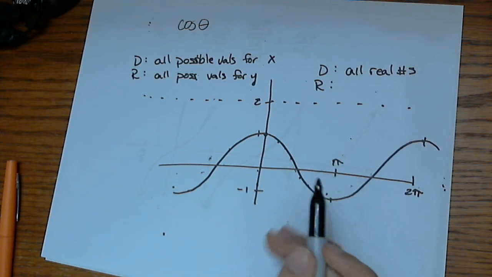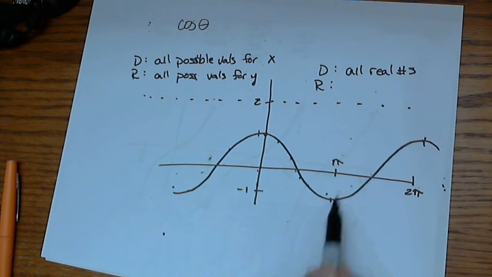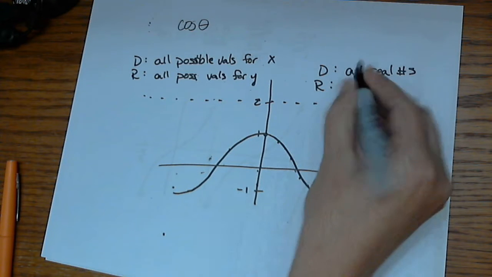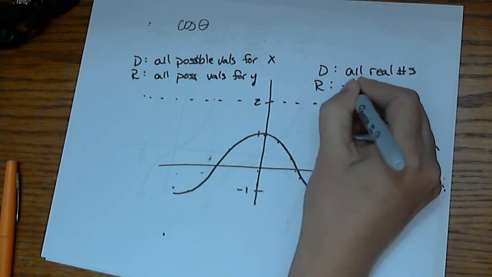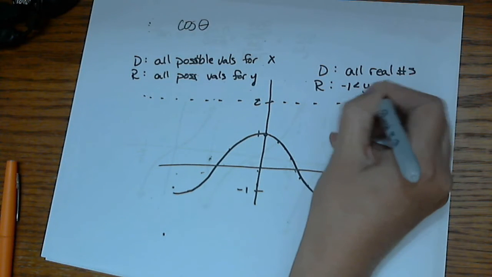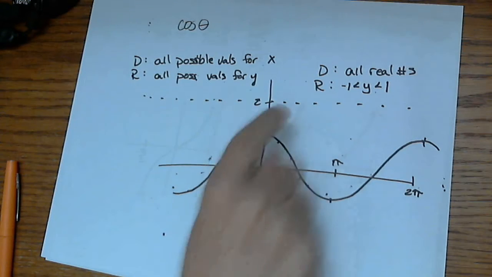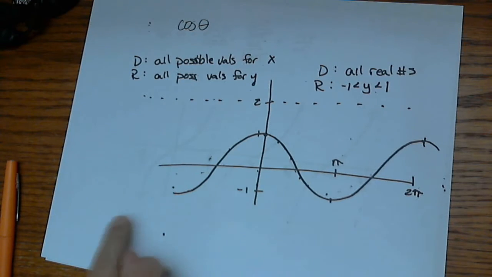And if you really look carefully at this, you're going to know that the minimum value for the range is always -1, and the maximum value for the range is +1. So the range has to be -1 is less than y is less than 1, because there are areas on the y-axis where we never ever will be able to touch the curve.